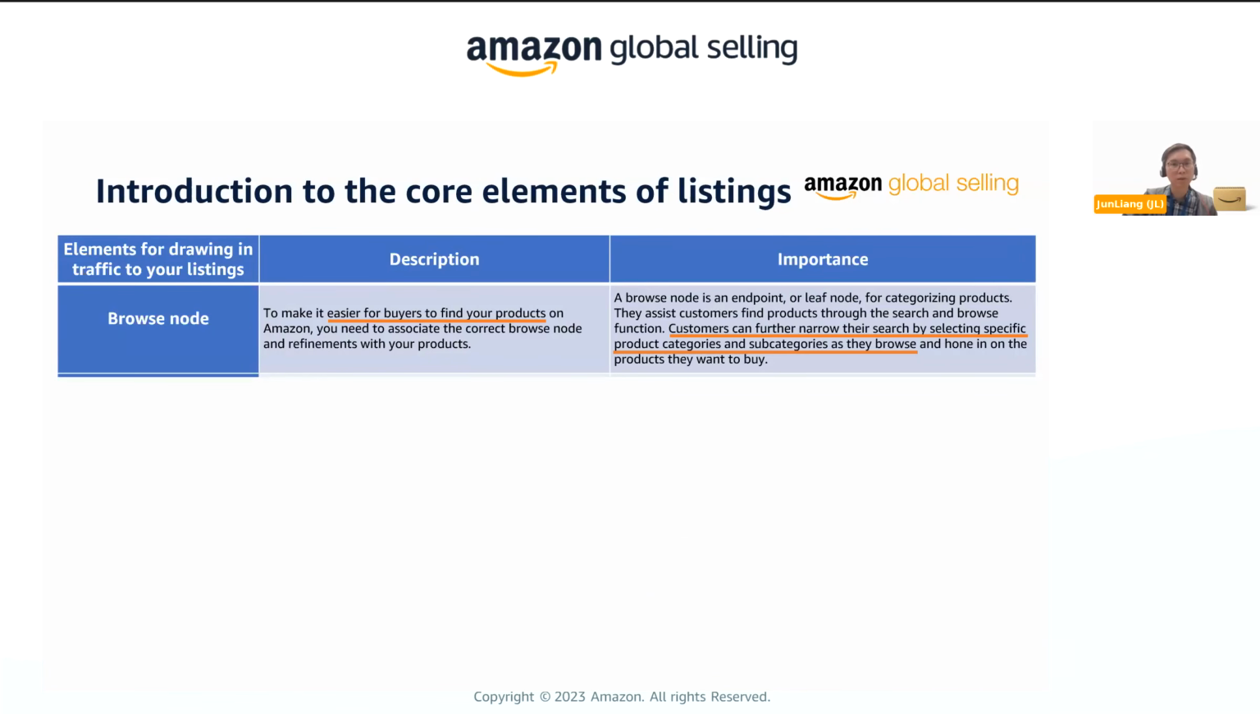Okay, first one, the browse node. There's a little bit of wording here. I'm just making it slightly easy for you, so you just read through the underlying text. If you need more context or more detail, you can review the recording, or you can take a photo later maybe. All right, the browse node is basically the categorization of your product. It makes it easier for your shopper to find your product. With the right browse node, your customers can further narrow down their search by selecting the specific category or subcategory as they browse and shop through Amazon.